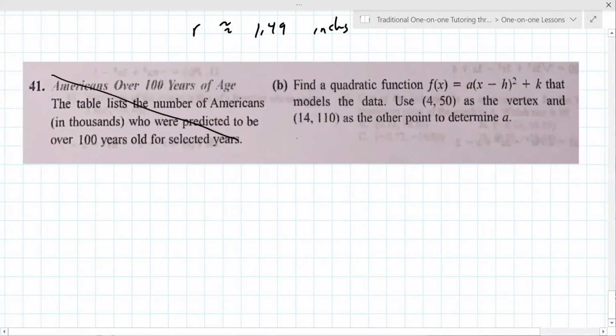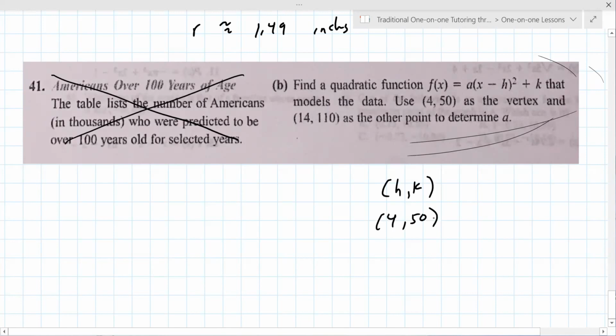So this is not useful. If you're taking a standardized test, one of the strategies is to avoid reading stuff that you don't need. This is really the question over here to the right. Here's the vertex, write the equation. Oh, and by the way, you need another data point. So the vertex is always h comma k. So if 4 comma 50 is your vertex, you already have 2 of the values. So your f of x is a times x minus 4 squared plus 50.